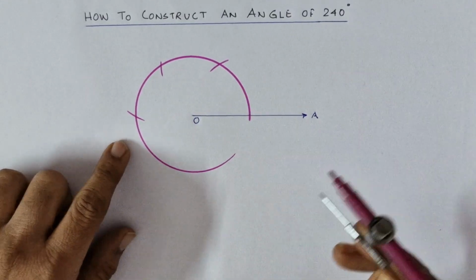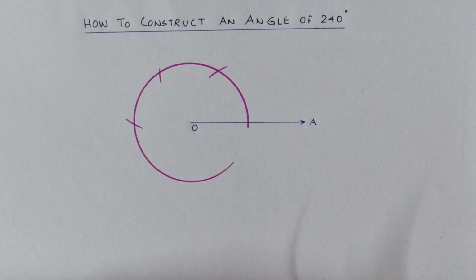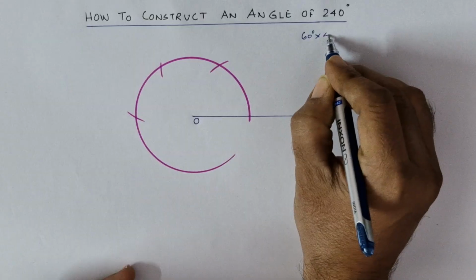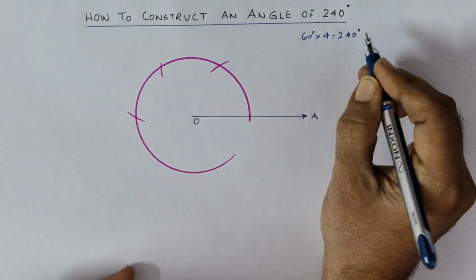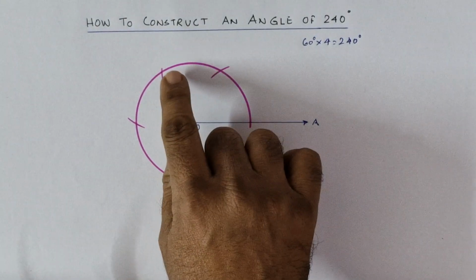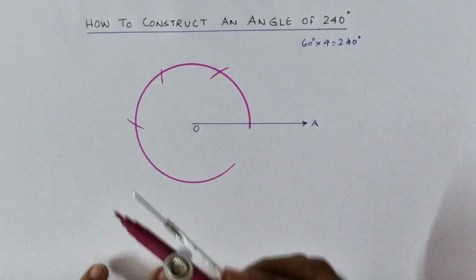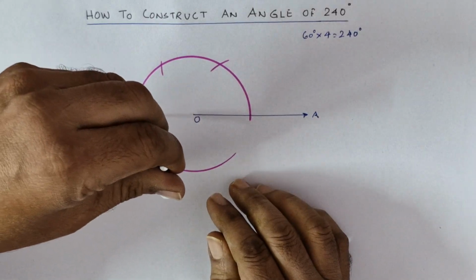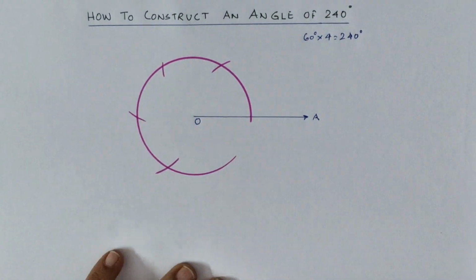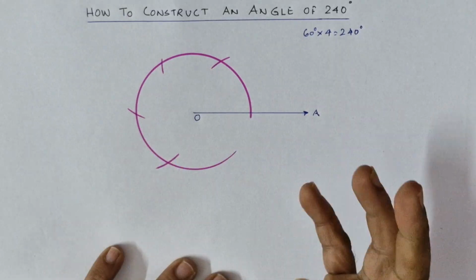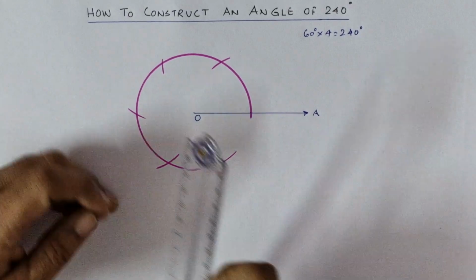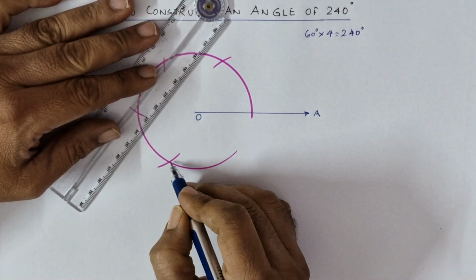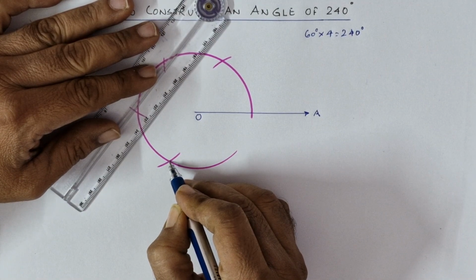Okay, so 240 degrees means, how many 60s do you need? 60 degrees into 4 is 240 degrees. So you need this first, this second, this third, and obviously you need another one. So let's draw another one. So this is another 60, which means now you have 60, 60, 60, 60. The four 60s mean 240 degrees. Before actually completing the angle, do not forget to mark this intersection point carefully.